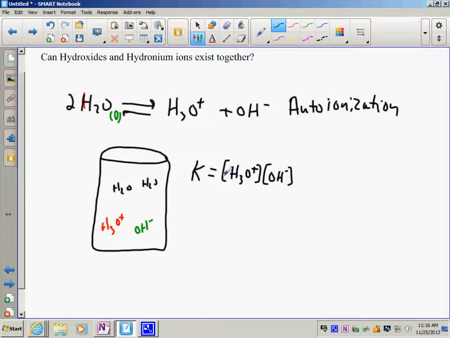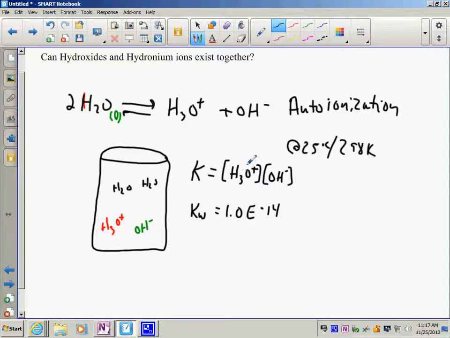It turns out that at 25 degrees Celsius or 298 Kelvin, these two values, when multiplied together, the concentrations will not exceed K equaling 1.0 e to the negative 14th. So, like I said, there's not a whole lot of concentration here. We call this value Kw, by the way. All right, so together, these two concentrations cannot exceed 1.0 e to the negative 14th.